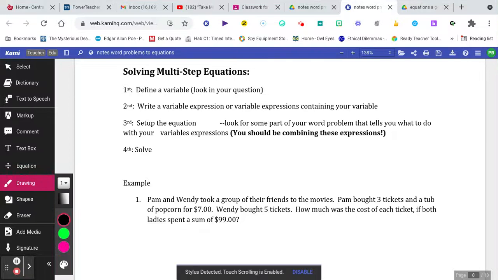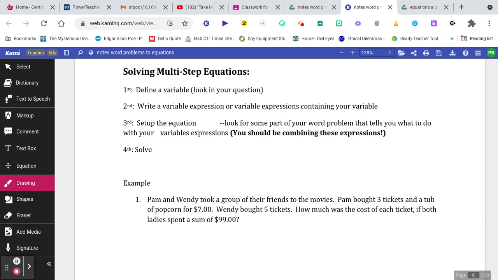All right, so for this video, we're going to be looking at solving multi-step equations, setting them up and solving multi-step equations. So it's very simple. We're only going to go through 6 examples. We're still going to be defining a variable by looking in our question. We're going to write a variable expression or variable expressions containing our variable. So sometimes you may write one expression or you may actually write 2.